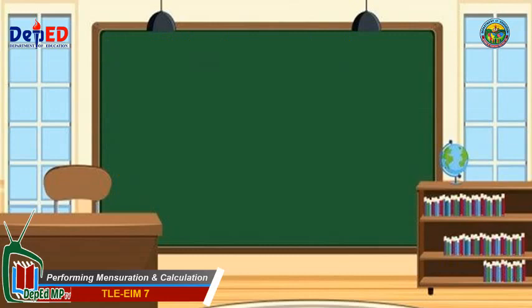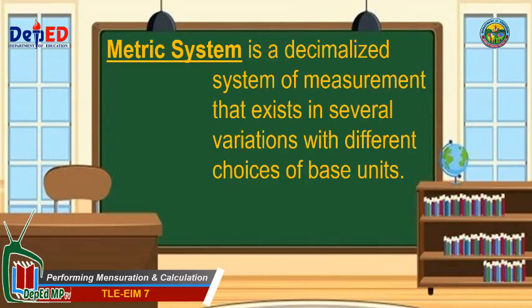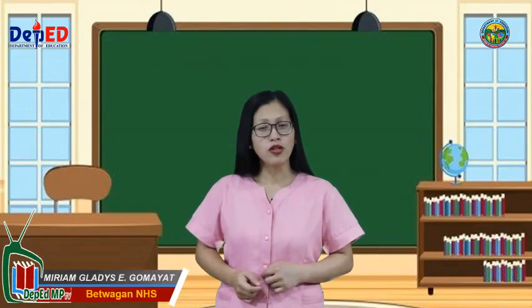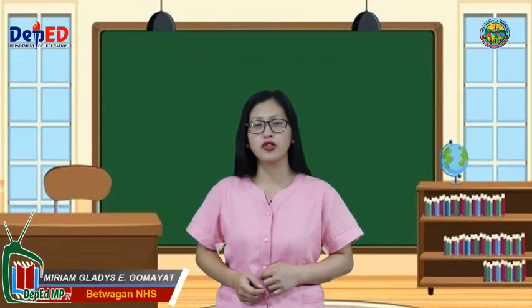Now the metric system, on the other hand, is a decimalized system of measurement. It exists in several variations with different choices of base units. Metric units are widely used around the world for personal, commercial, and scientific purposes. Examples of these are millimeter, centimeter, decimeter, and meter. If you notice, the base unit for these is the meter. Our local system of measurement has conversions of units.